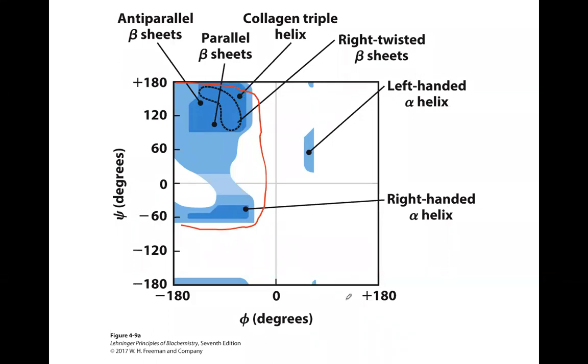Okay, any questions about the Ramachandran plot? Yeah, so when we talk about the three-dimensional structure of a particular protein, it would be useful to look at this Ramachandran plot, and it'll tell us how different parts of the protein were localized in terms of phi and psi.